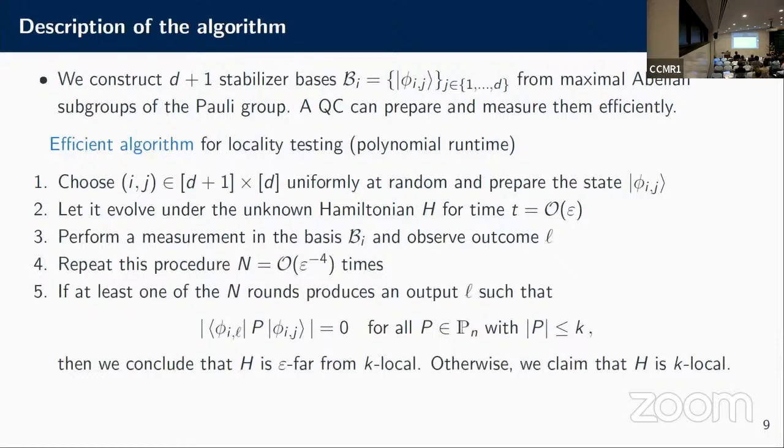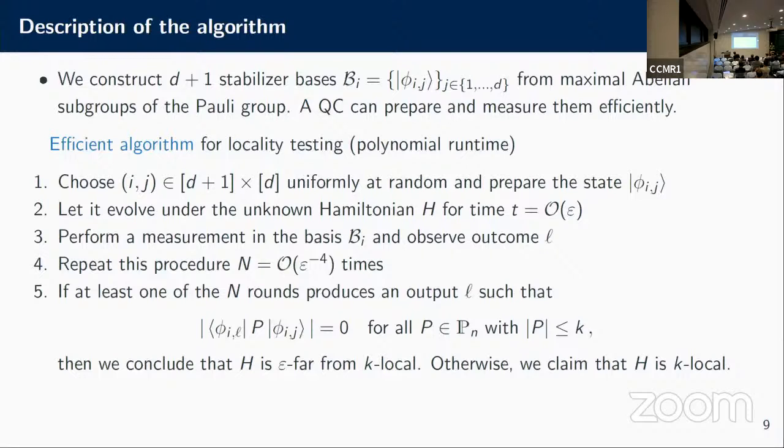So now you look at all the L's that you recorded in stage 3. If at least one of them is such that, looking at the state where you started and the state where you measured, the transition from start to end cannot be explained by any k-local Pauli string, then something non-local has happened, and you conclude that you are epsilon far from k-local. That's the thing, because this can either be 0 or 1. Otherwise, if this can be explained by local stuff, then we claim that the Hamiltonian is k-local, because we have tried this often enough that when we haven't seen any non-locality, it's probably not non-local.